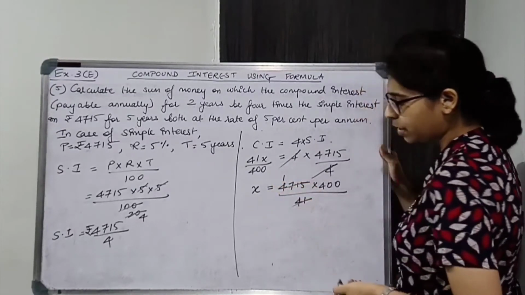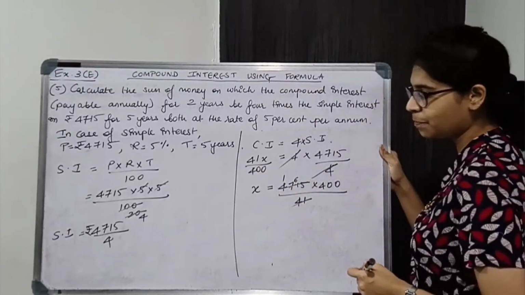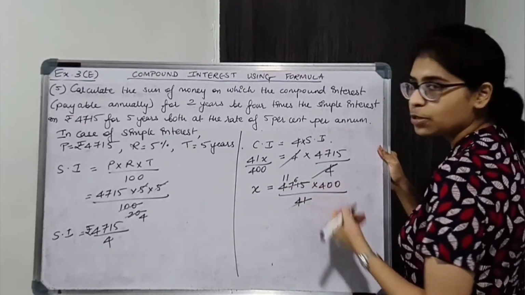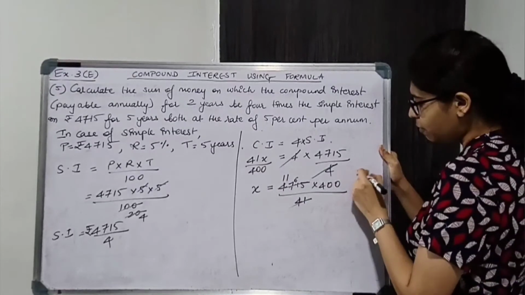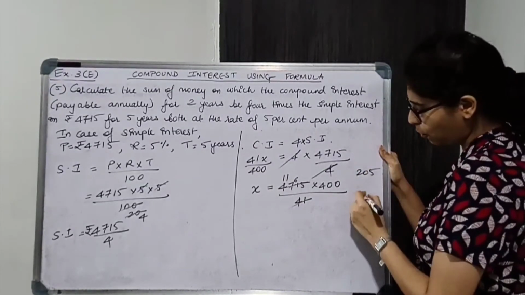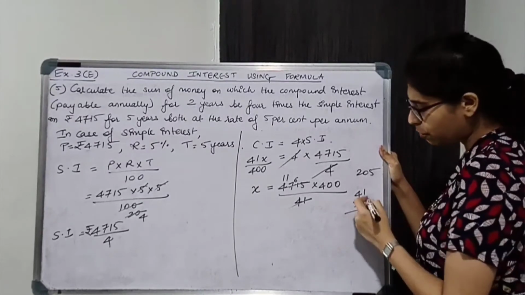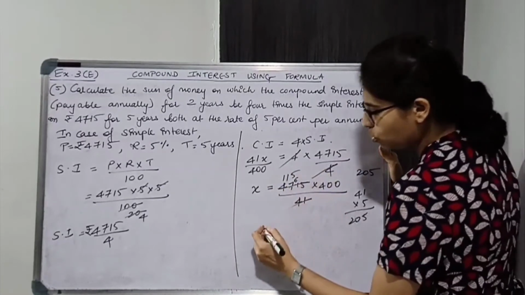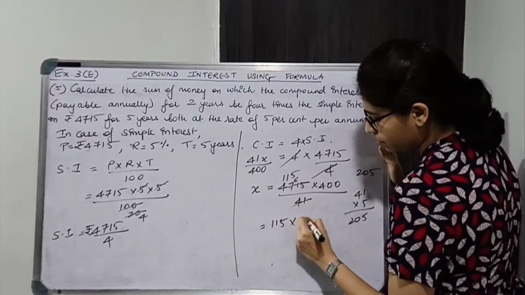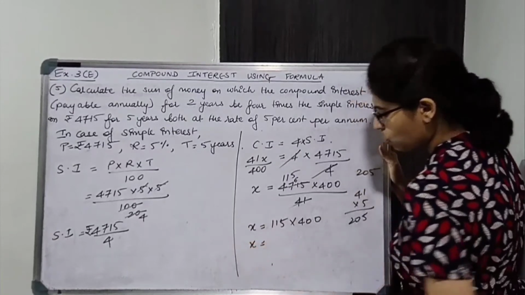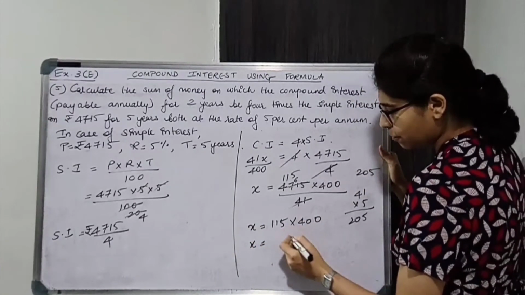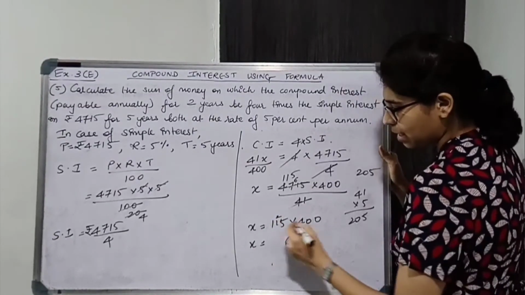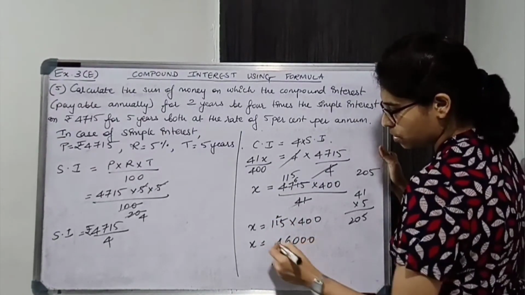41 ones are 41, so 6 remains, 61. Now 41 ones are 41 again, so 20 remains, 205. Now 41 into 5 will give you 205. So we get 115 into 400. Now 115 into 4: 4 fives are 20, 4 ones are 4 plus 2, 6, and 4 ones are 4, and 2 zeros.